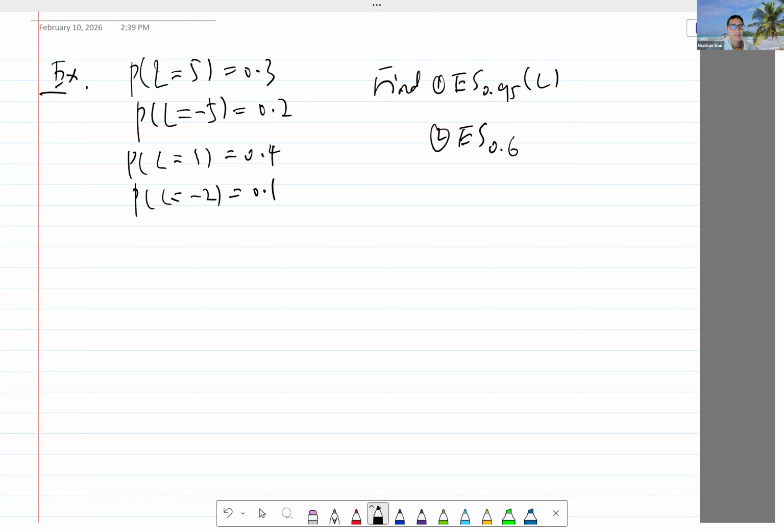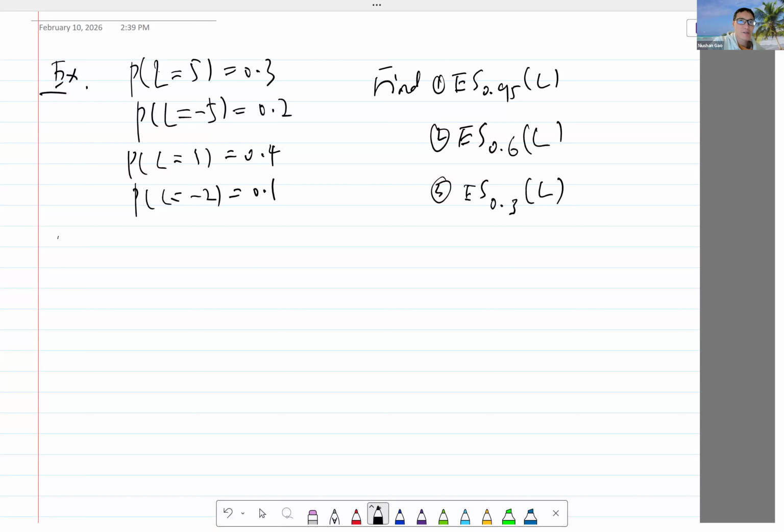Then find the expected shortfall of 0.6. Then the expected shortfall of 0.3. Let's see how I do it.